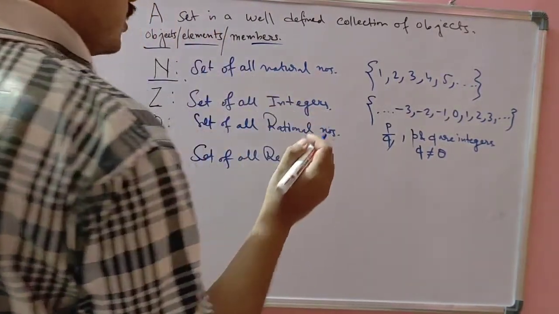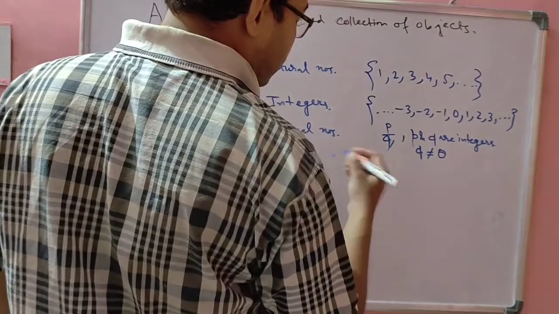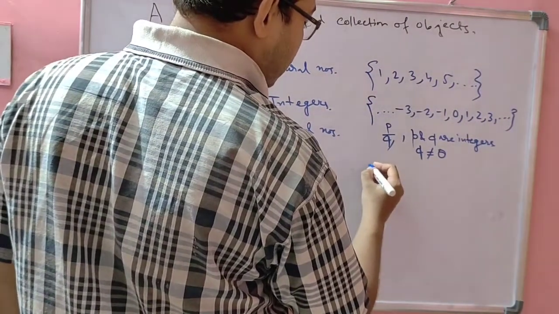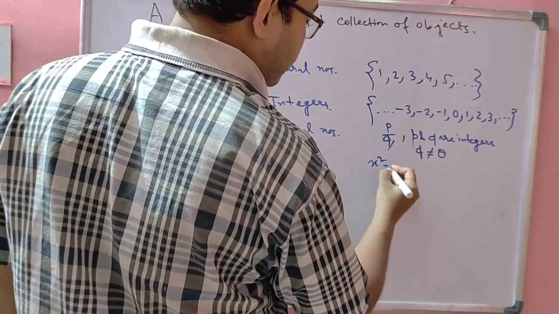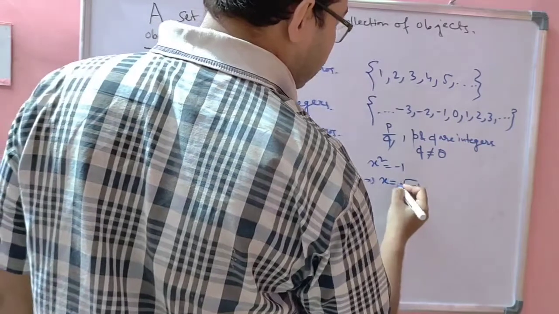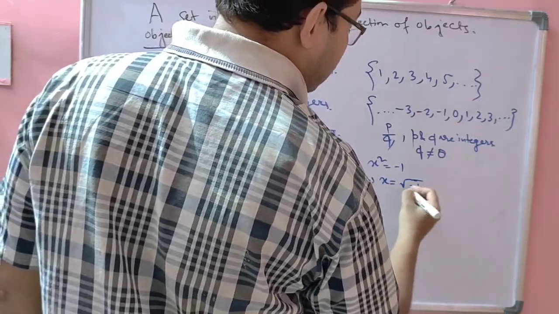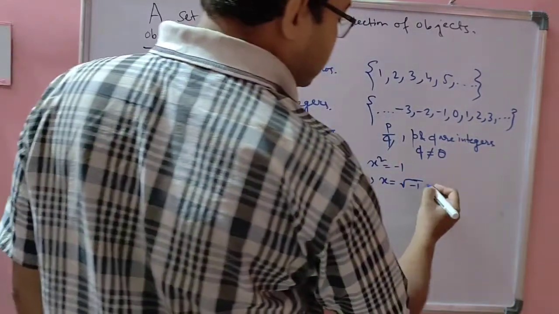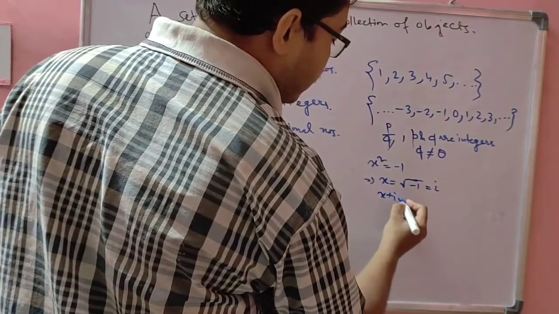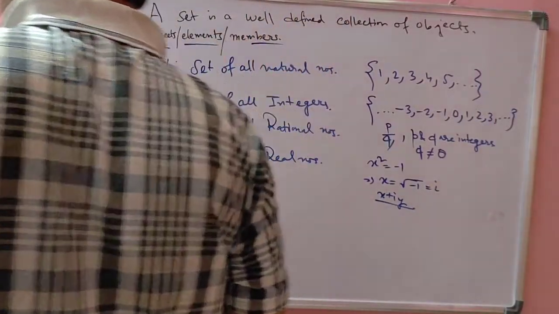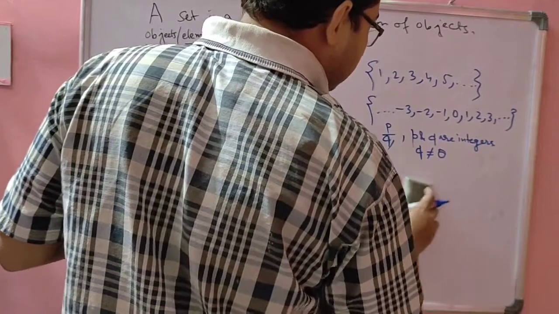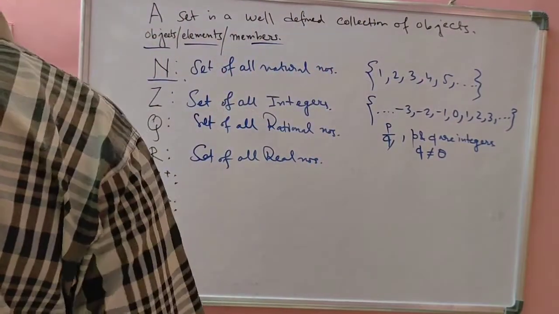And there are imaginary numbers too, because when you study further, you will learn that if x square is equal to minus 1, then x is equal to plus or minus root over minus 1. This is represented as i, and x plus iy is the form of a complex number. So these are imaginary numbers, and they do not belong to real numbers. The set of all real numbers is represented by R.